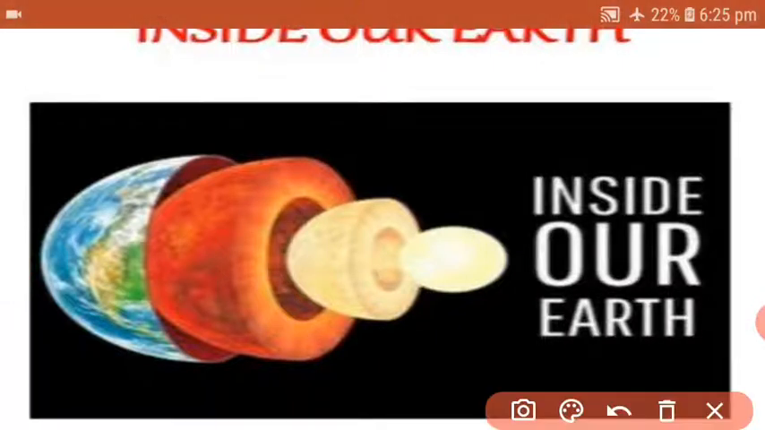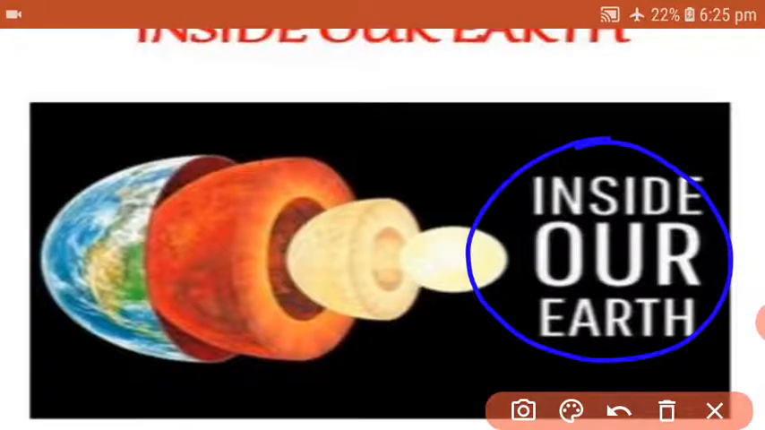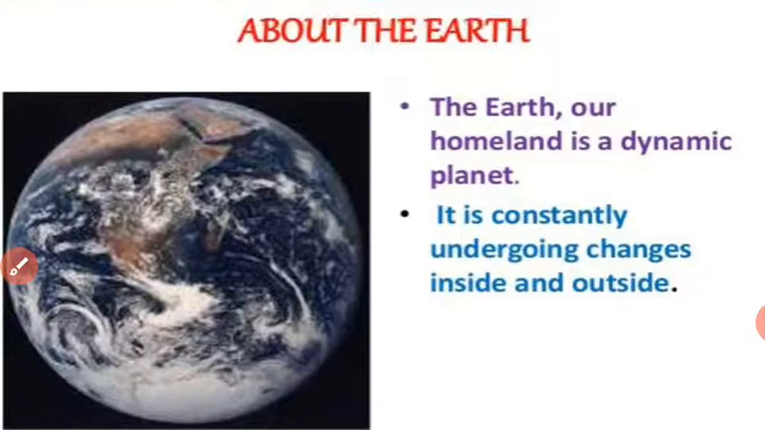The title of the lesson is Inside Our Earth. In this lesson we are going to see something about the interior of the earth. As in the picture, you can find that different layers of the earth are clearly seen. The uppermost layer which covers the earth like a skin is known as the crust, and the innermost layer is known as the core. This is all we are going to see in this chapter.